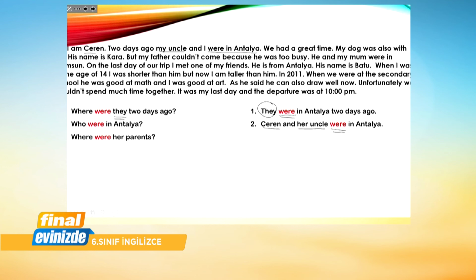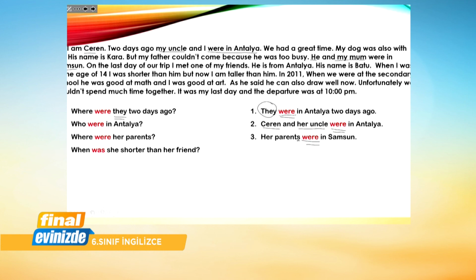Where were her parents? We are going to check, all right? Parents, my mom and he were in Samsun, okay? Let's get our answer. Her parents were in Samsun. As you see, it's plural. We use were, all right? Let's go ahead.